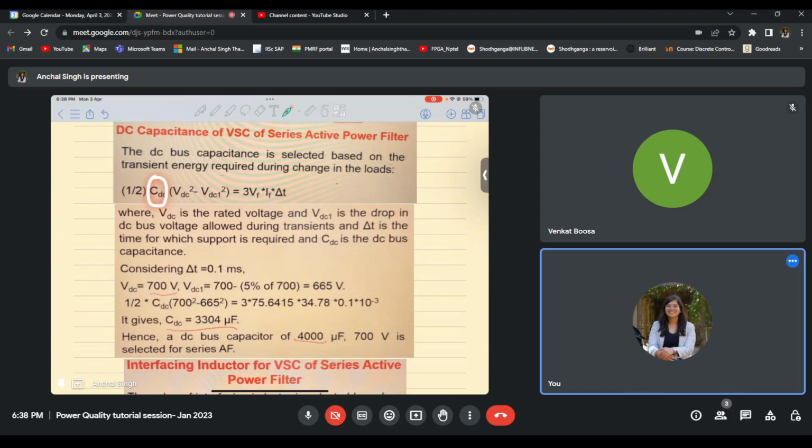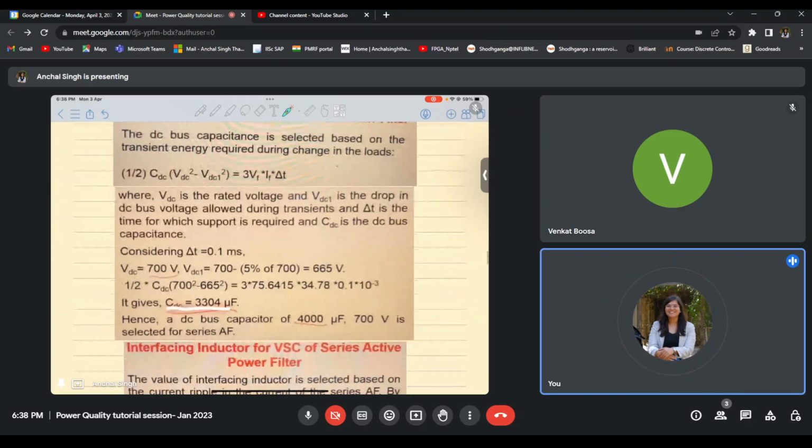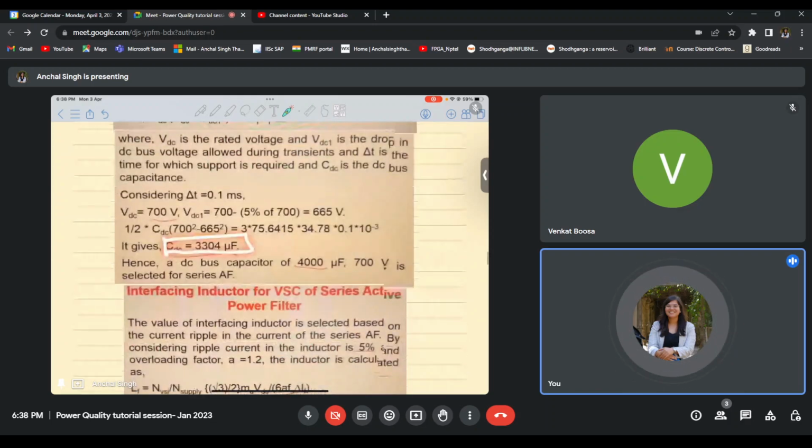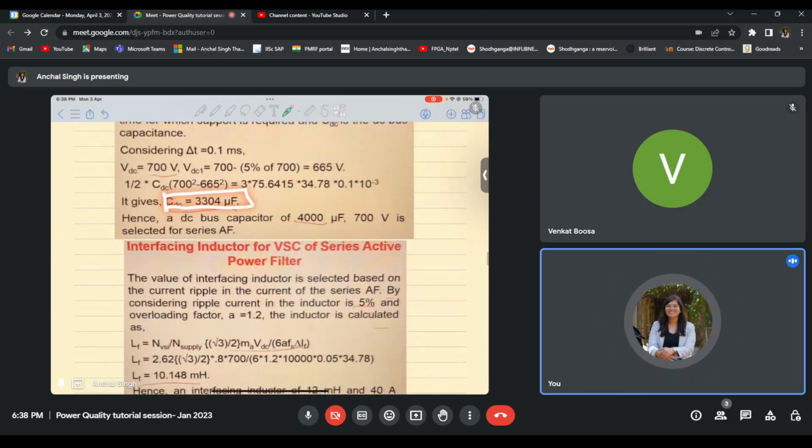CDC. This CDC that will come out of this equation will be some value that might not be the value of capacitor that is easily available in the market. So, as discussed before, what we do in this case is we try to find the value of capacitor nearest to this available value. So, if I want 3340.4 microfarad, and since it's a very specific value, it might not be available, so I'll go for a 4000 microfarad capacitor, which is easily available.